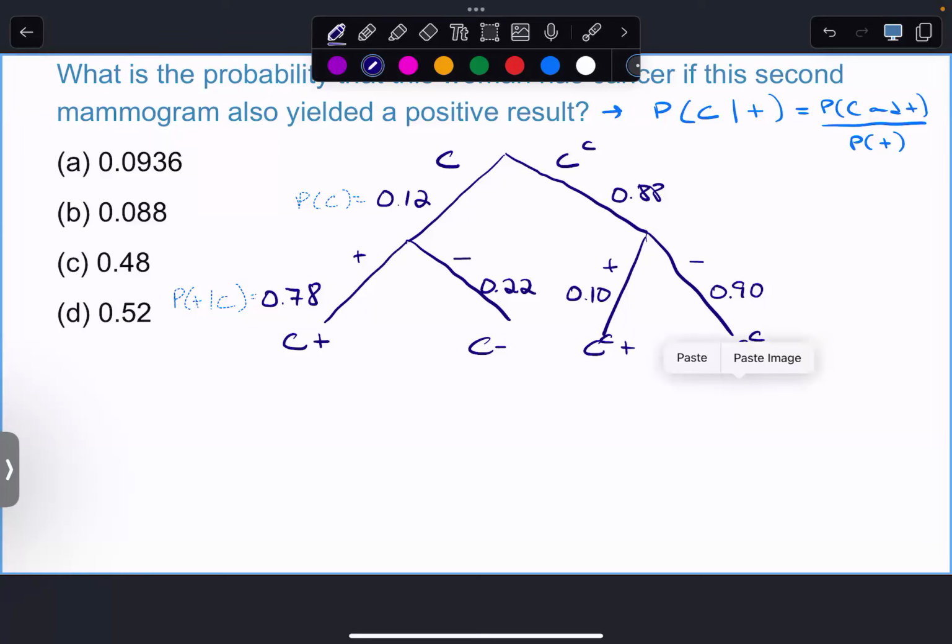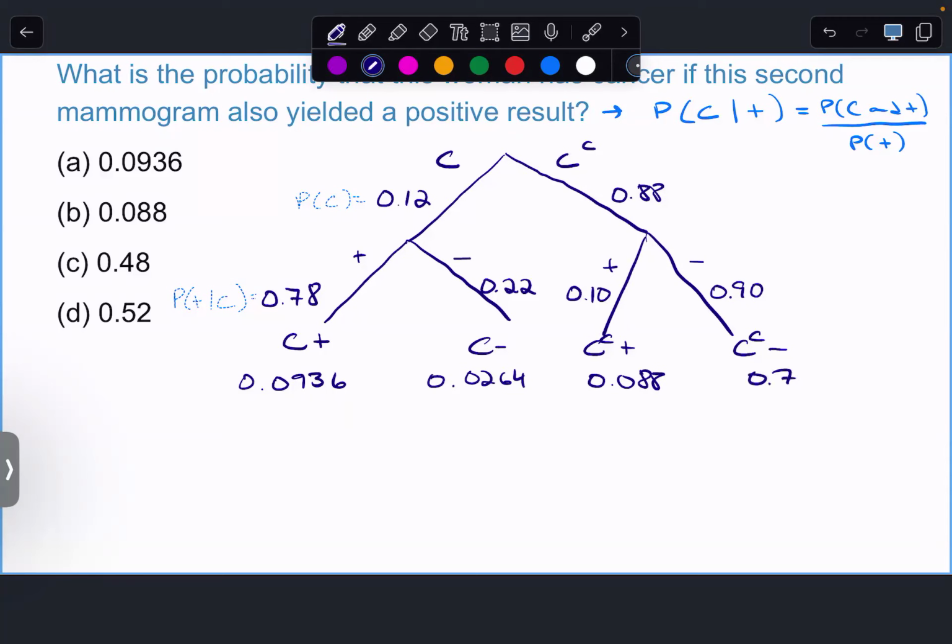And these probabilities now are 0.12 times 0.78, which is 0.0936. 0.12 times 0.22 is 0.0264. 0.88 times 0.1 is 0.088. And 0.88 times 0.9 is 0.792.